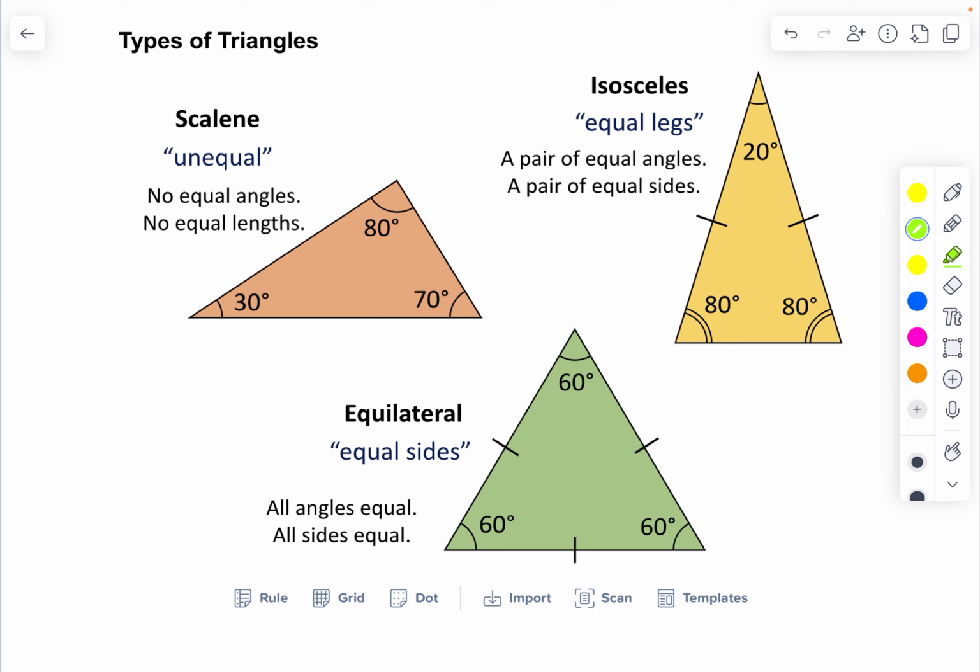Another type of triangle is the equilateral triangle. It means equal sides. So all angles are equal and all sides are equal length. Because the sum of three angles in a triangle is 180 degrees, and because all angles in an equilateral triangle should be equal, each of them will be 60 degrees. So using all these properties that we know, we will try and solve some geometry problems involving triangles.